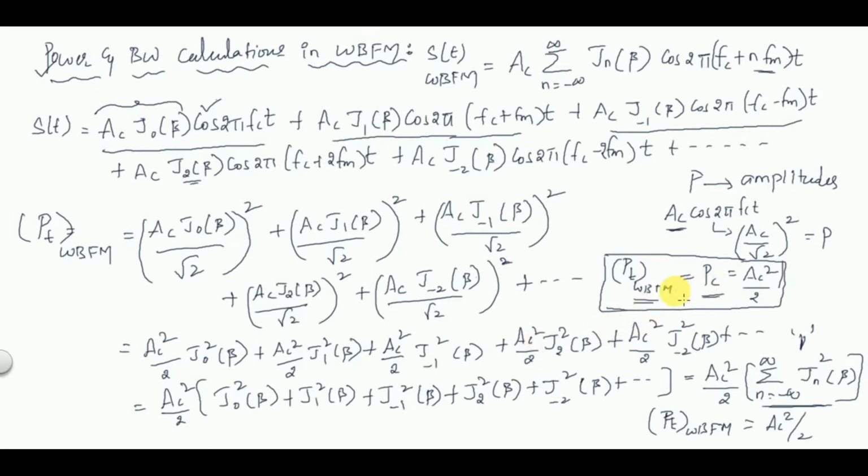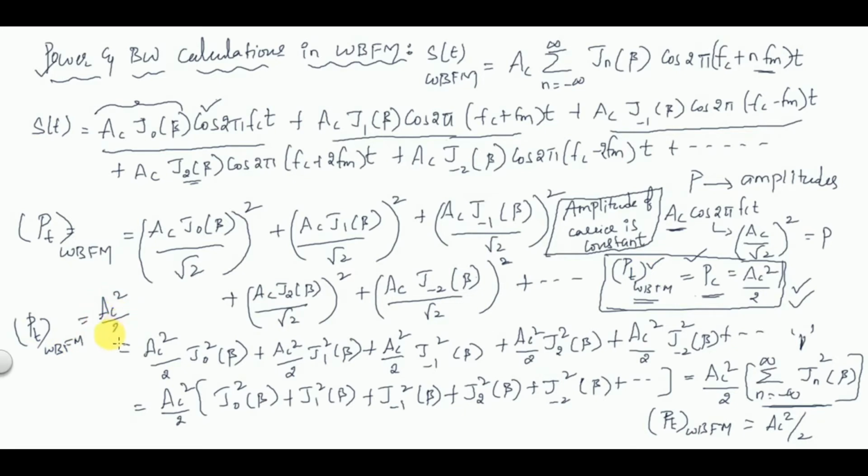That means this represents that the amplitude of the carrier is constant, because power depends on amplitude. Since the power before and after modulation is the same, we can prove this. Theoretically I have already told you this in the first video of angle modulation. So the amplitude of the carrier becomes constant in the case of FM, and this is how we can prove it practically. So the total power in the case of a WBFM signal is the same as AC square by 2. This you have to remember.